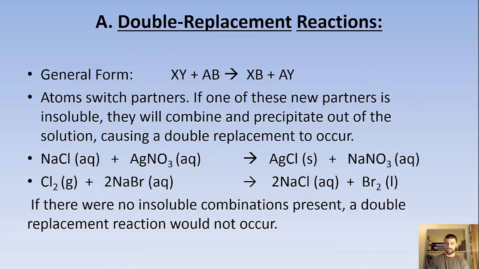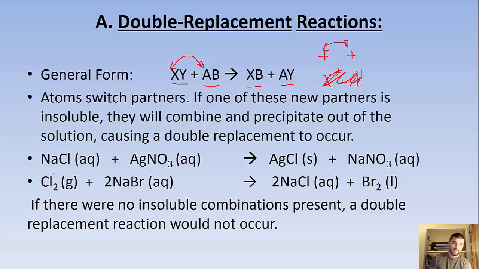So if you take a look, it has a general format like this: XY paired up, and then AB paired up, and then they switch partners. Instead of X being with Y, X is going to be with B, and A is going to be with Y. When you do the switch, it's important to make sure that you switch the positives or you switch the negatives. They switch up. You can't have X plus A plus together. That doesn't work.